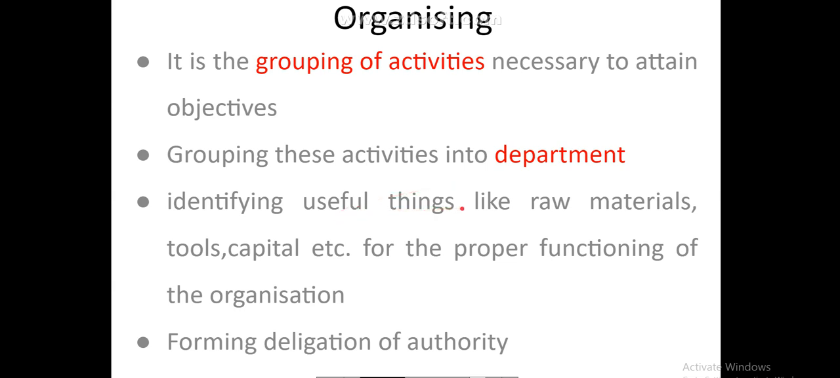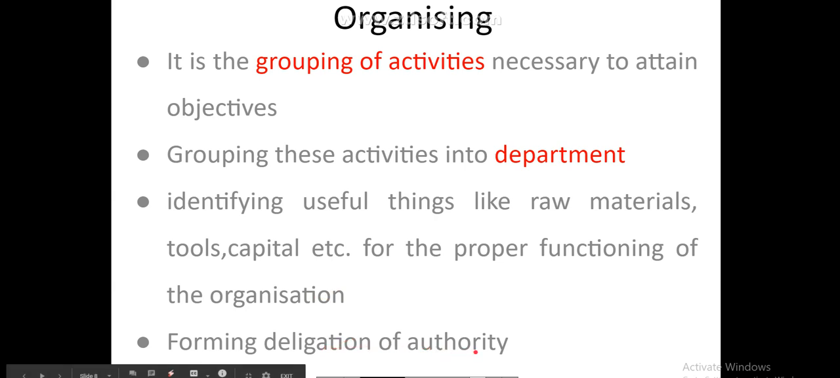Identifying useful things like raw materials, tools, capital, etc. for the proper functioning of an organization. For any business company or a service organization to function, we have to have raw materials. It's our resources. How many tools, different equipments do we need to do the work? What should be the capital investment, right? All these resources should be identified.